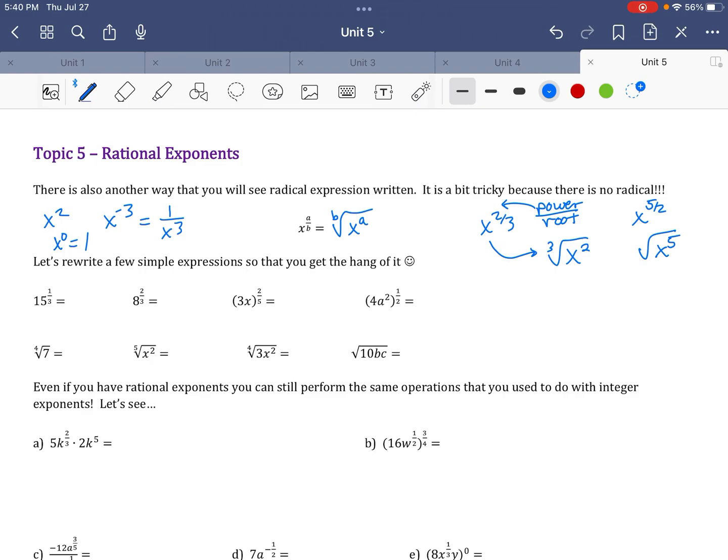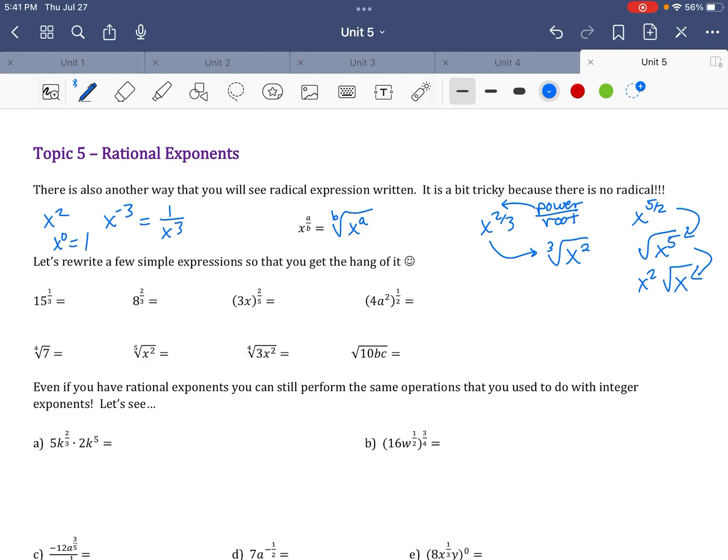So that would mean x to the 5th and square root. So anytime the numerator is bigger than the denominator, then you're like, oh, okay, well 2 goes into 5 twice, that could be x squared, and then there's 1 x left. So this can turn into this, and then that can turn into that. So there's so many ways that you can do this.